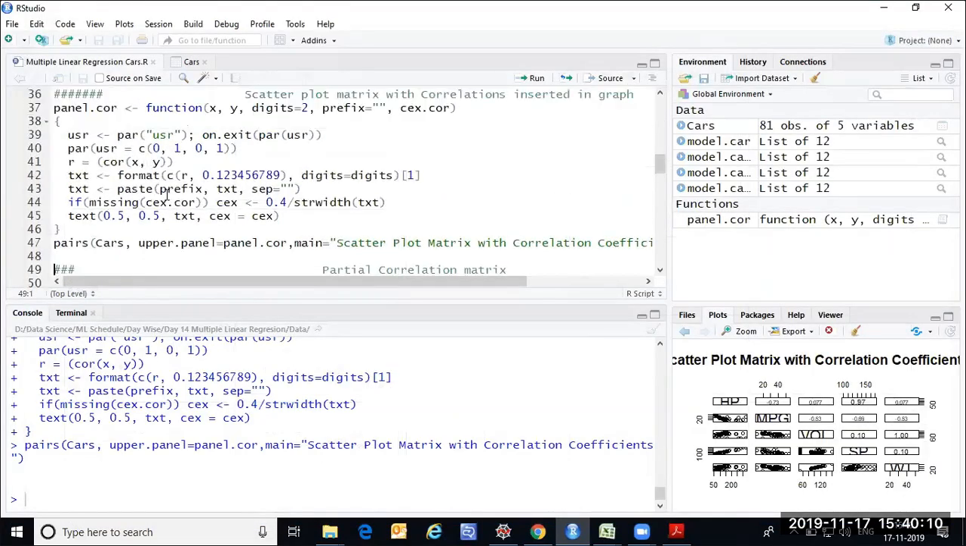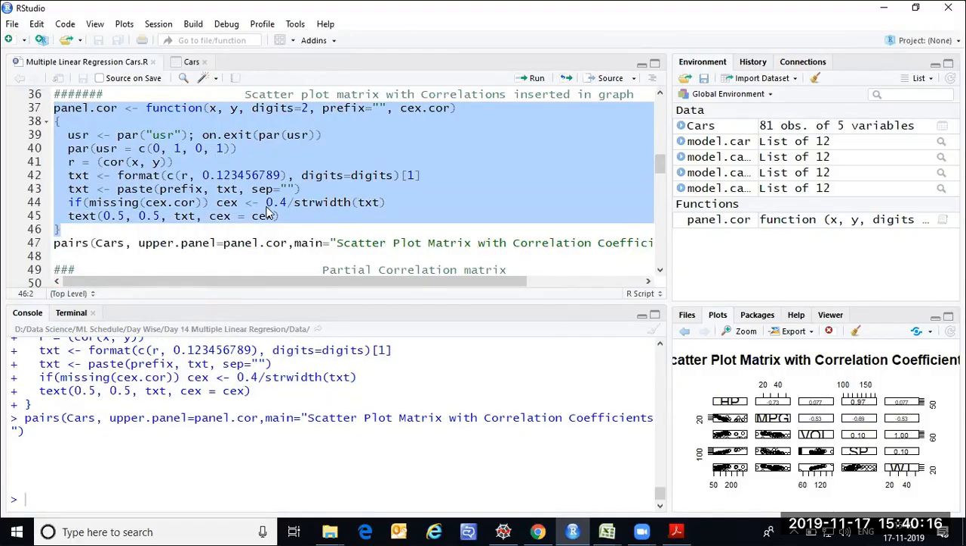Just the simple code that you need to execute. This is the function that's built to build this graph. And we are just including this function panel equal to panel.cor. panel.cor is a function name that's used here. Okay.